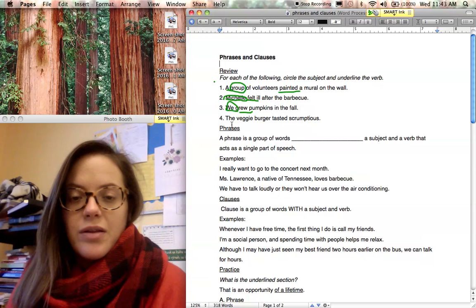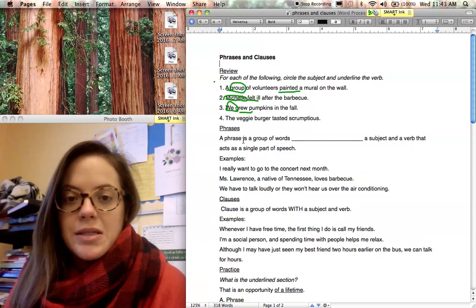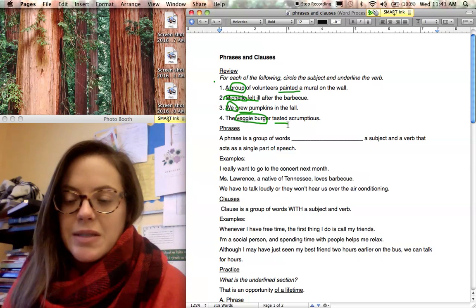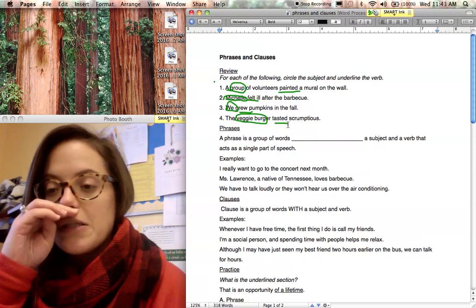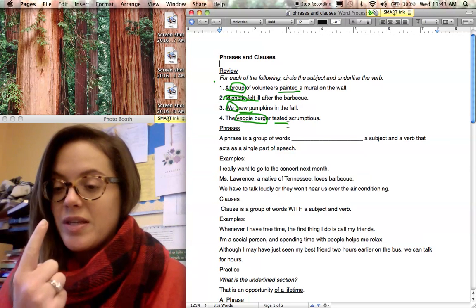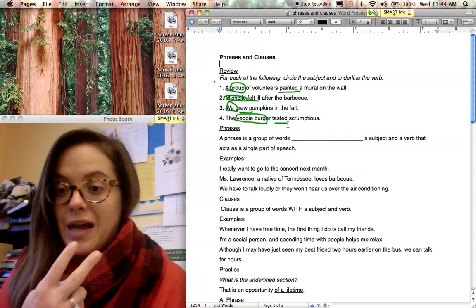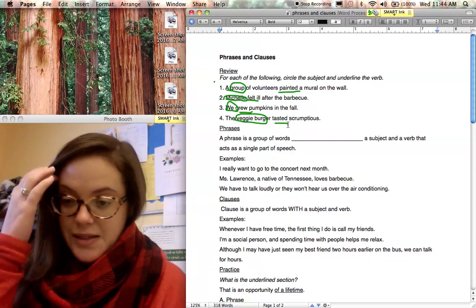All right, number 4, the veggie burger tasted scrumptious. All right, looks like my veggie burger is what the sentence is about. And we're tasting it. That's what my verb is. Okay, so subject, who or what the sentence is about, or who or what is performing the action in the sentence. Verb, either the action or state of being in the sentence if it's a be verb.